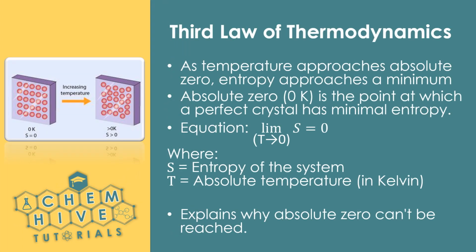The third law of thermodynamics states that as temperature approaches absolute zero, entropy approaches a minimum. Absolute zero, which is 0 Kelvin, is the point at which a perfect crystal has minimal entropy. Equation: limit, as T approaches 0, S equals 0, where S equals entropy of the system, T equals absolute temperature in Kelvin. This explains why absolute zero can't be reached.